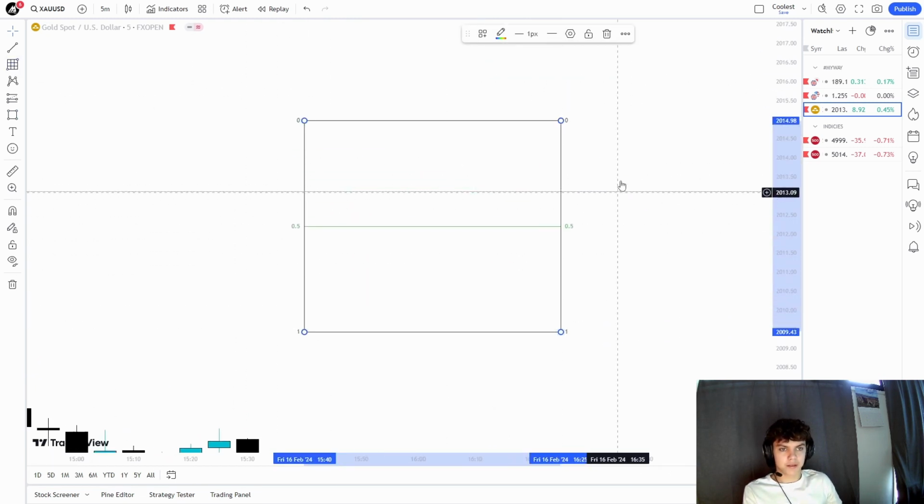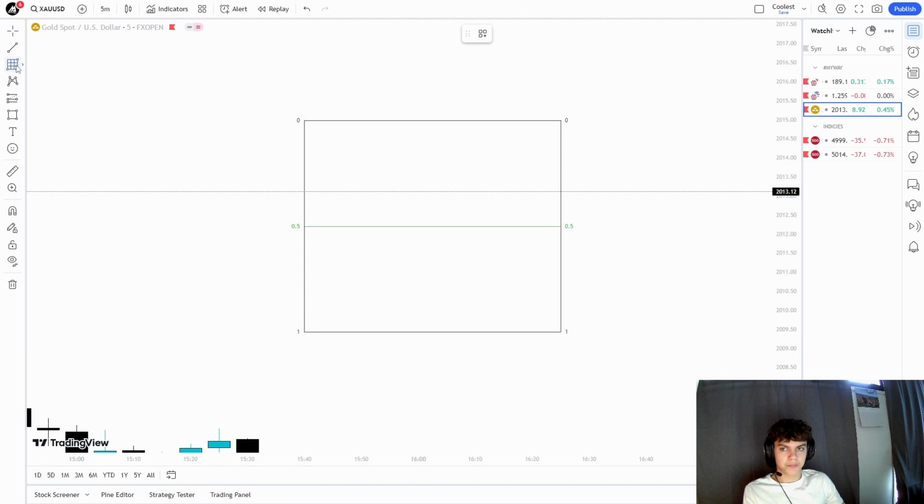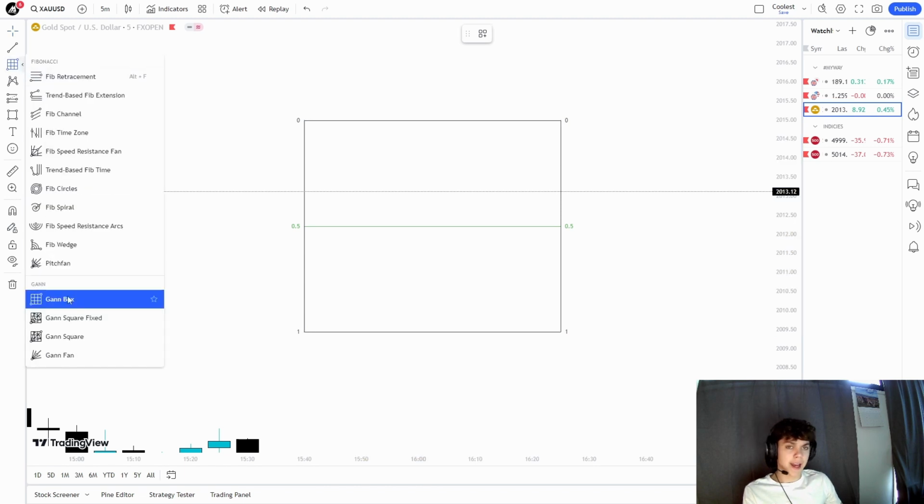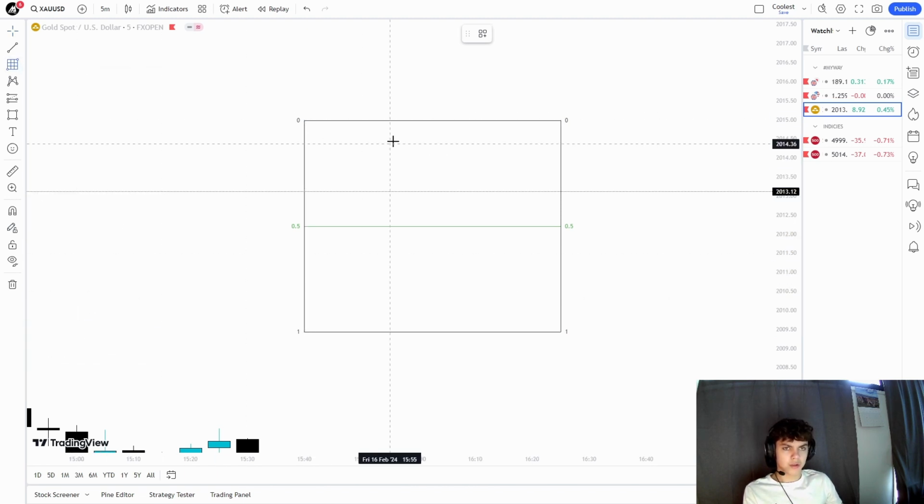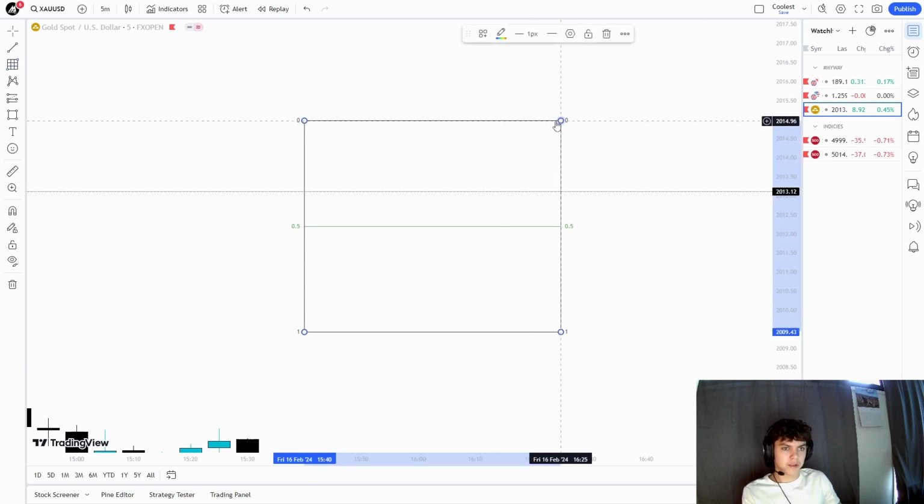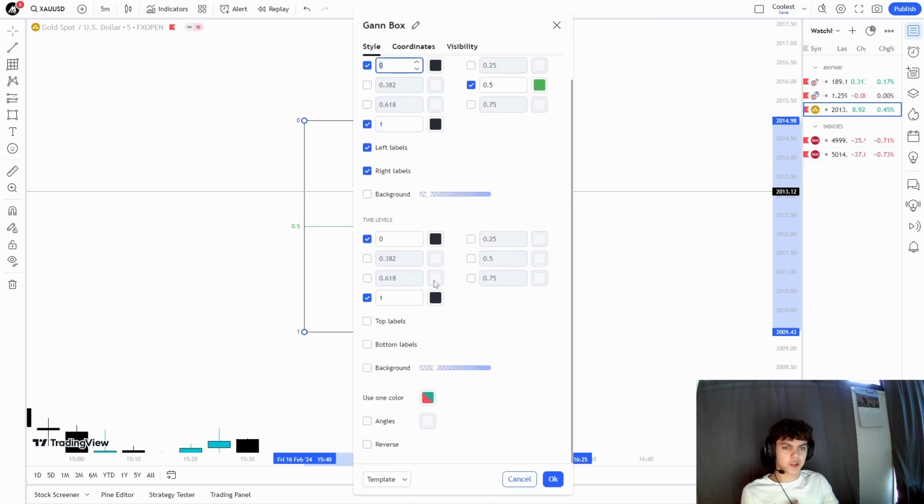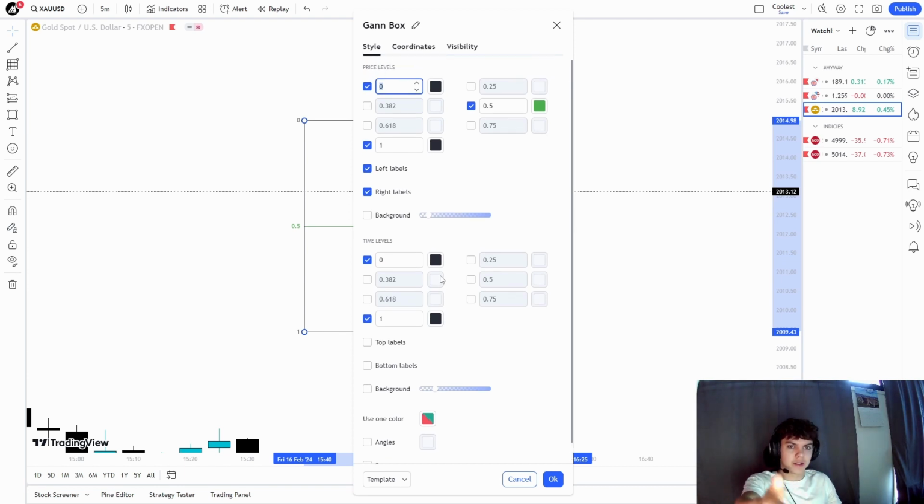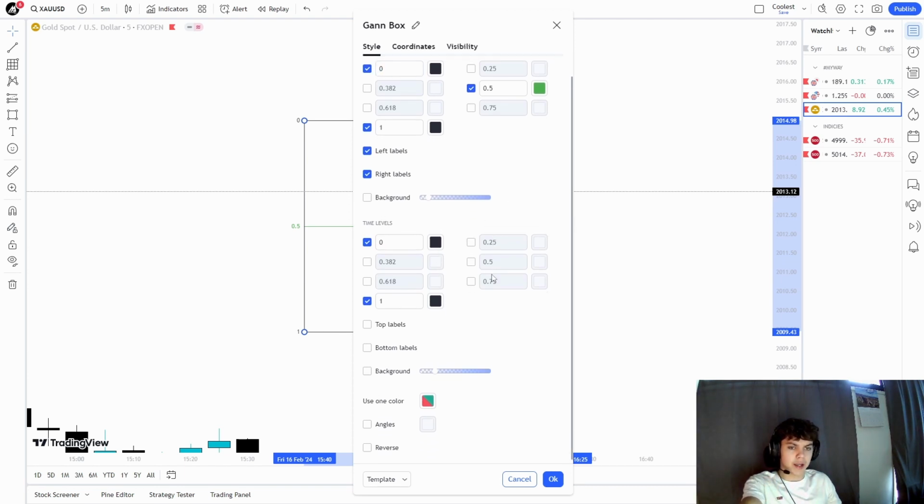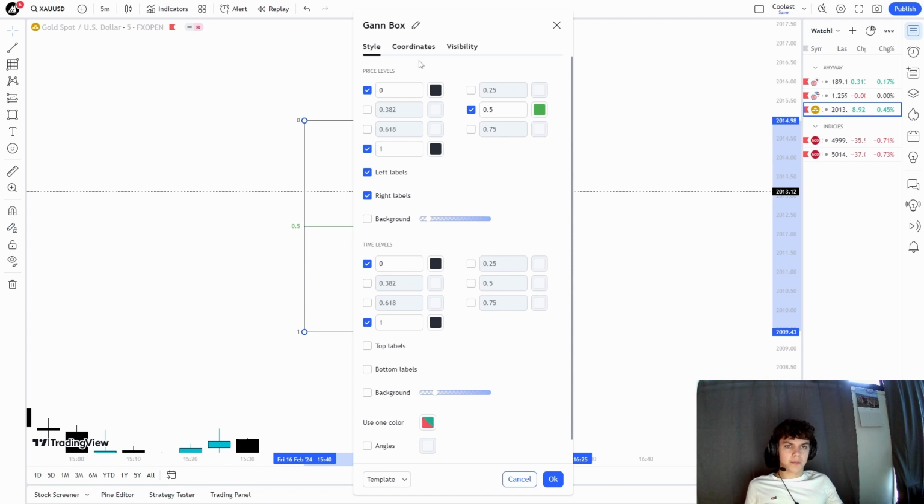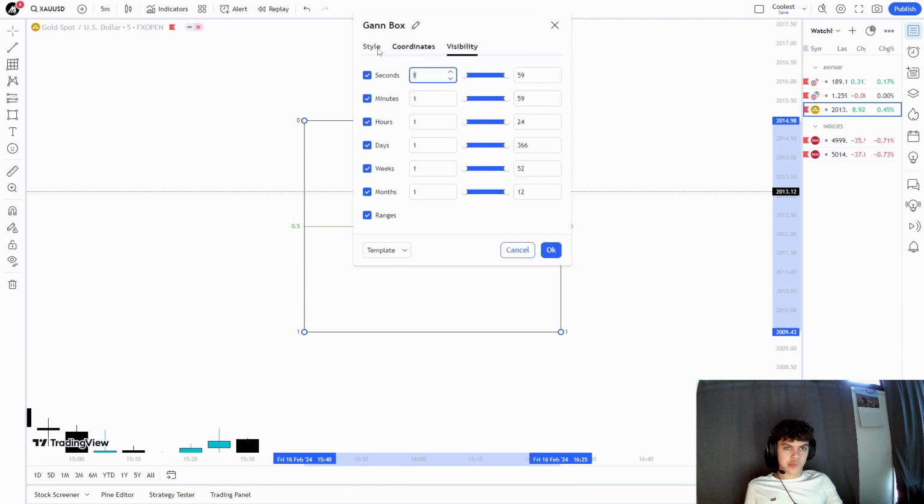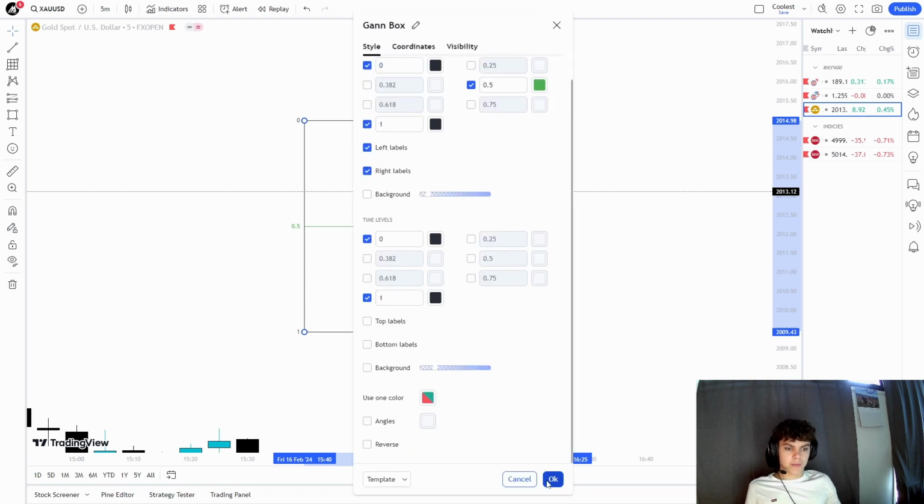If you want it, this is the Ganbox tool. It's free. You're going to do it like this, and you're going to go to the settings. Where is the settings? Settings, and just copy like this. It depends what color your chart is, but do it like this, okay? So take your time. Okay, and there are the settings.